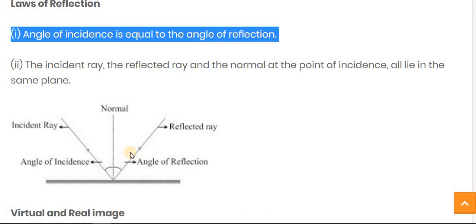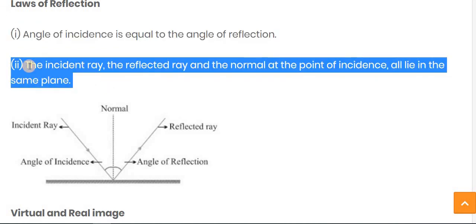So the first law of reflection: the angle of incidence, this one, and the angle of reflection, this one, are both the same, meaning equal. You can write that angle i is equal to angle r, where angle i stands for the angle of incidence and angle r means the angle of reflection. So the first law of reflection says that the angle of incidence is equal to the angle of reflection.